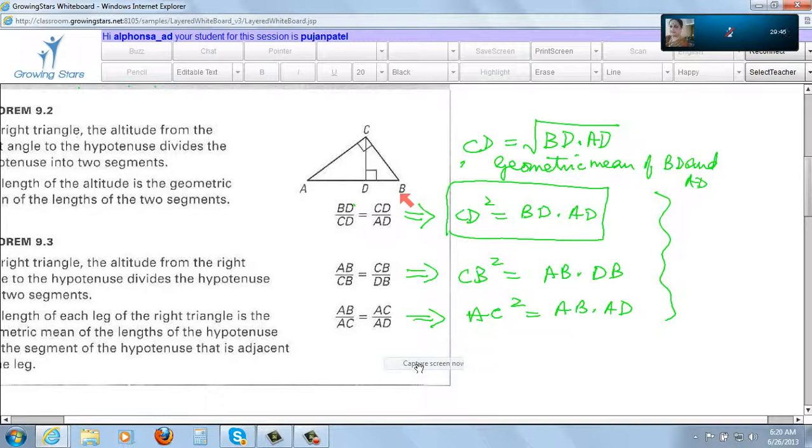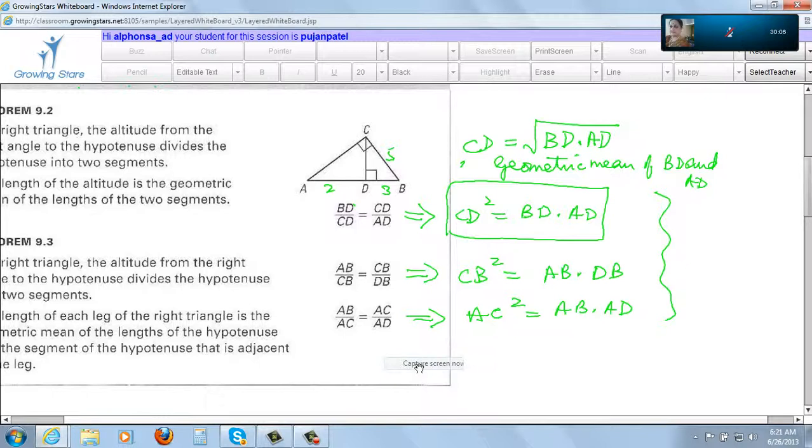This you should learn, because you'll be given just questions with numbers over here. You'll be given 2, 3, and then you'll be asked to find, without using the Pythagorean theorem, you can directly find the length of the altitudes if you know these theorems.